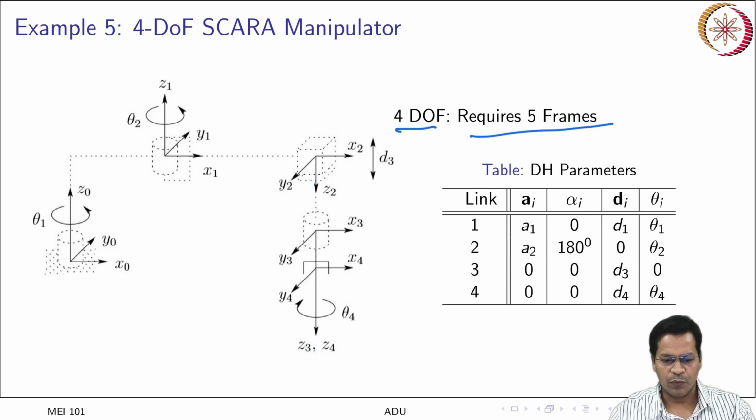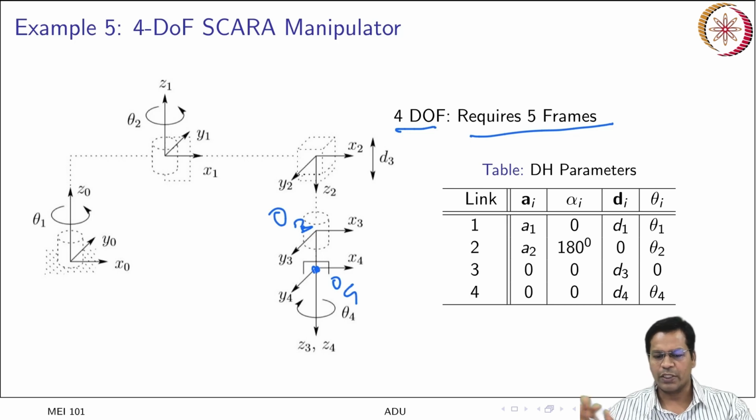So now your fourth frame, which is here, this is O4. This was your O3. Again there is no distance measured along Z3 and Z4, both are aligned together, so the link length is 0. There is no angle between them measured along the x axis, so there is no link twist.